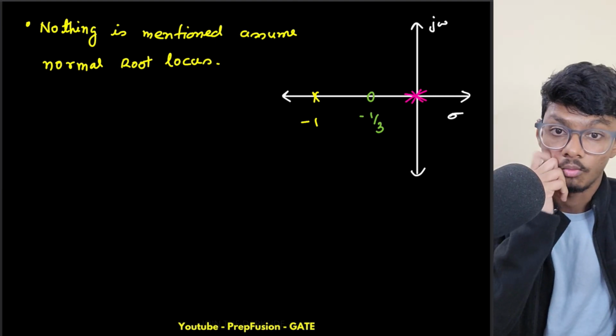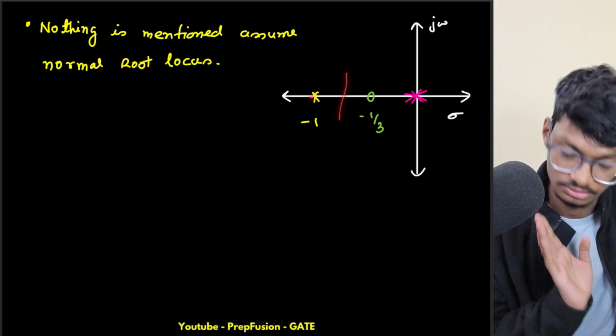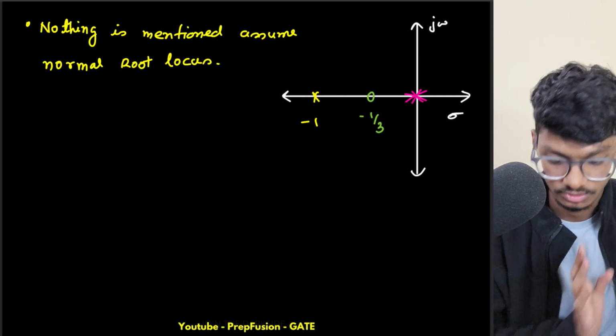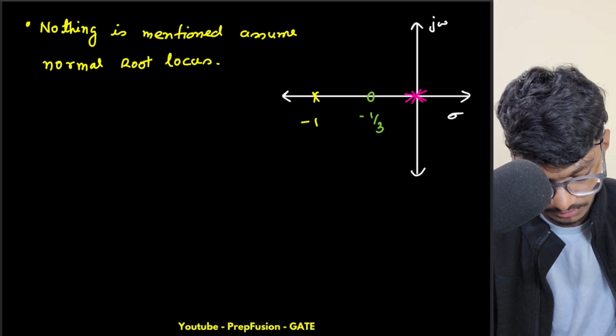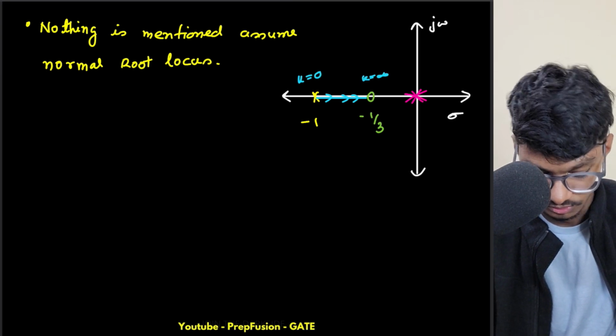Okay, so we'll assume a normal root locus. Now we have this point. On the right-hand side I have an odd number of poles and zeros, so this will lie on the root locus. It will start here and terminate here, with k equals 0 and k equals infinity. That is fine.